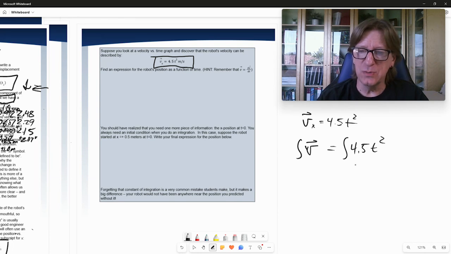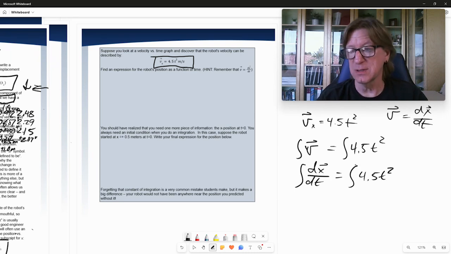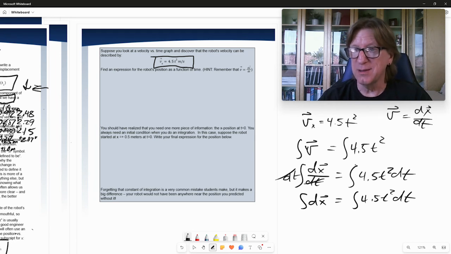So what I'm going to do then, we know that v is defined to be dx dt. So I'm going to substitute that in here. So I have dx, and that of course is a vector, over dt is equal to the integral 4.5 t squared. I still can't integrate this because I don't have a differential over here. Well, your math teacher is going to hate this, but this doesn't just mean the derivative of x with respect to time. This is also an actual fraction. So I can multiply both sides times dt. You see that it cancels here. And so I get the integral of dx is equal to the integral of 4.5 t squared dt. Well, the integral of the differential of a quantity is that quantity. So this is simply x.